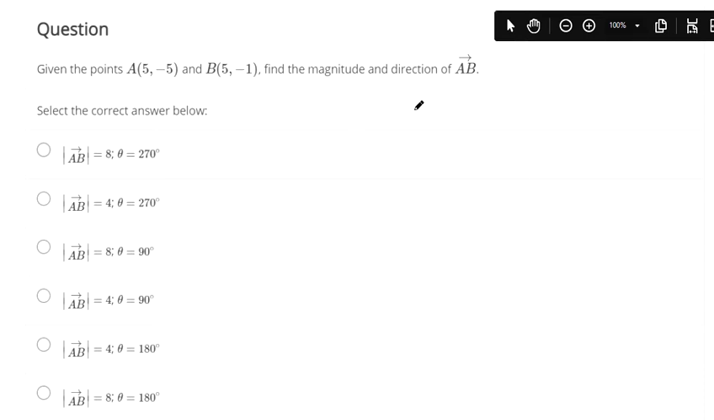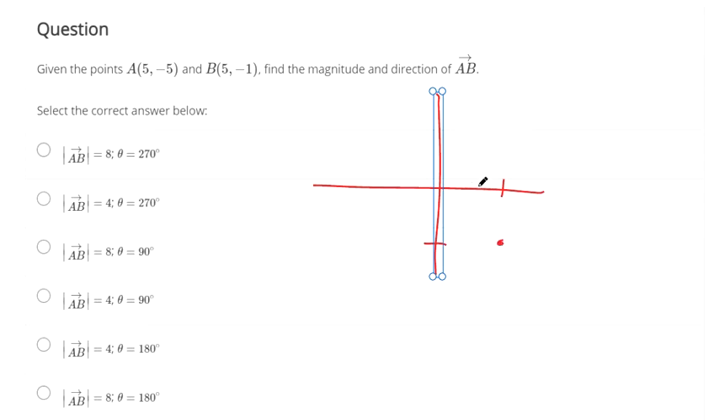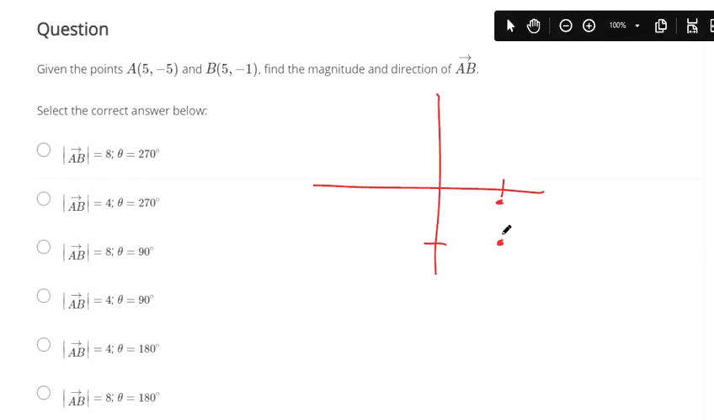So we have 2 points. A is at 5 on the x, negative 5 on the y, and B is at 5 on the x, negative 1 on the y. We're asked to find the magnitude and direction of vector AB. So it starts at A and then goes to B. This is the vector they're talking about.